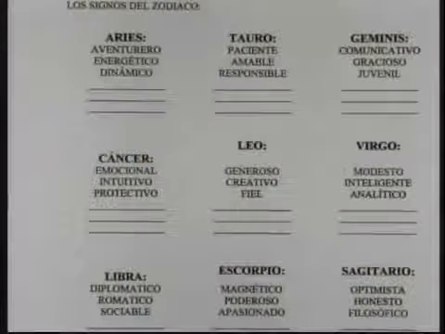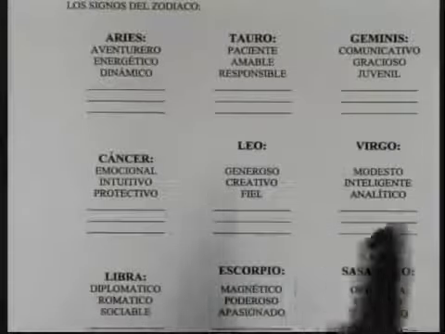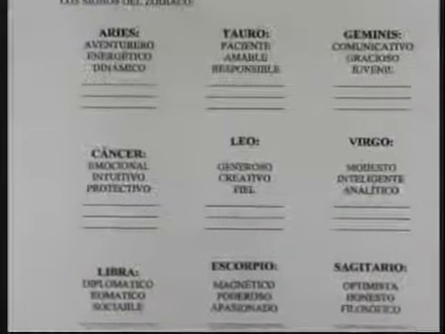Ok, yo tengo aquí una lista de los signos del zodiaco y adjetivos que describen cada signo. What I have here is a sheet with all the signs and 3 adjectives to describe each sign. So what you're going to do is find your sign, read the adjectives, and decide.